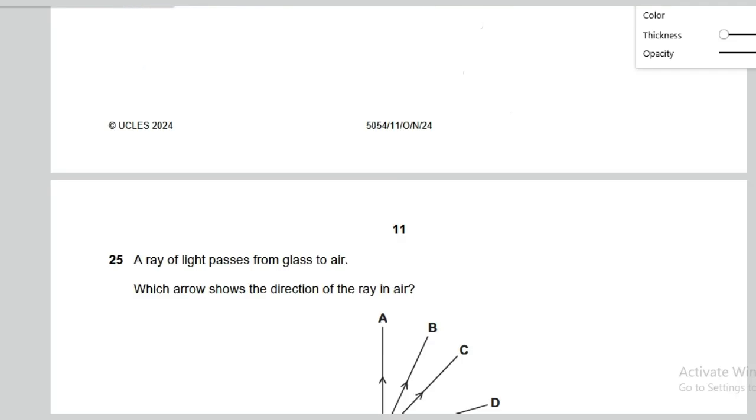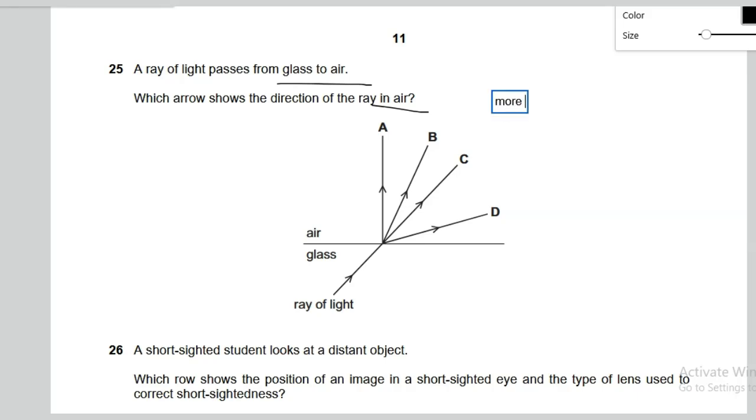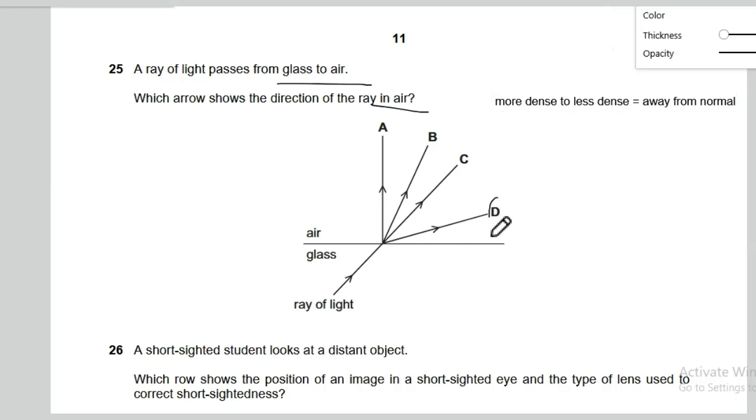Question 25. A ray of light passes from glass to air. Which arrow shows the direction of the ray in air? Now we know that when a ray of light passes from more dense to less dense, it moves away from the normal. So only in option D, the ray of light is moving away from the normal. So option D is our answer.